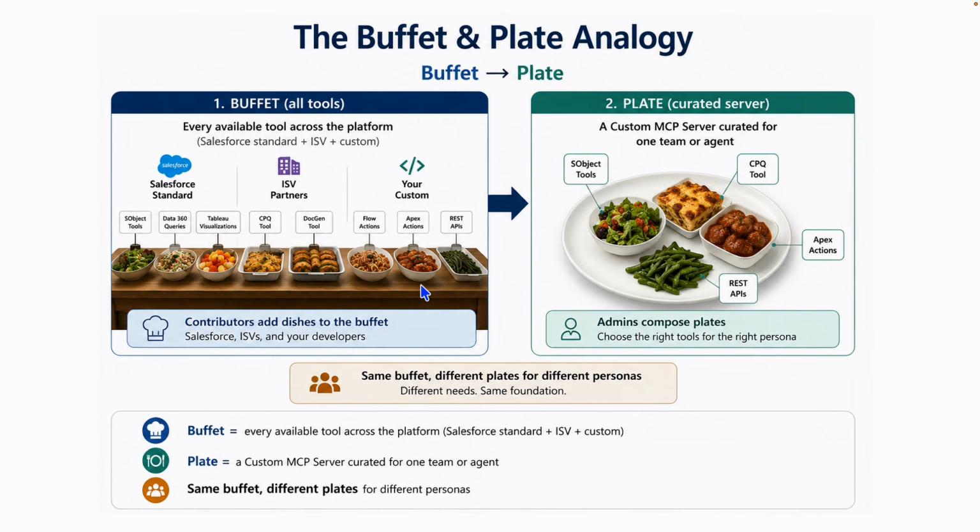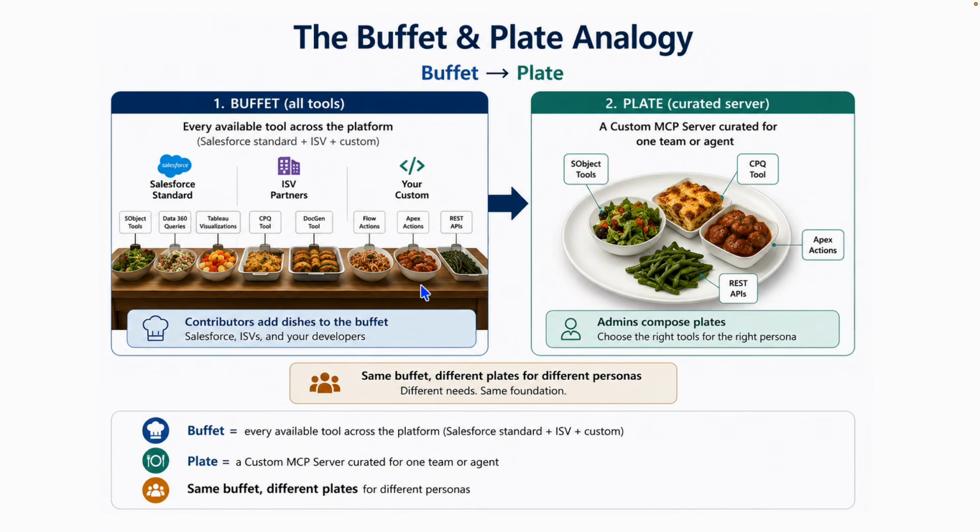For example, you do have the sales persona and you do have the support persona, right? Your sales persona wants a few of the tools which are coming from the standard Salesforce part, a few of the tools which should be coming from the custom MCP tool, and let's say the CPQ tool which has been provided by the ISV. So instead of giving all the tools which are available in your org, you are handpicking a few of the tools and giving only those tools to the sales persona here.